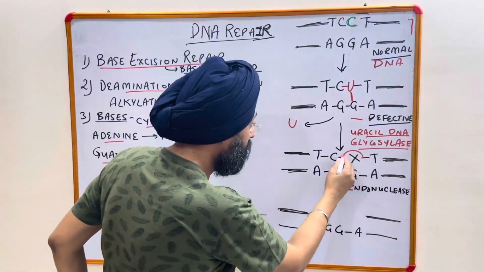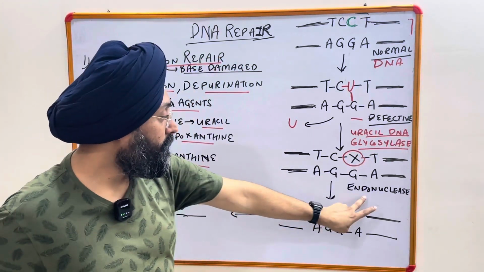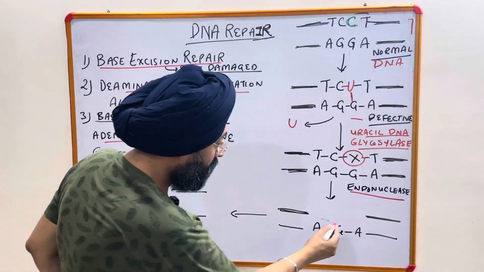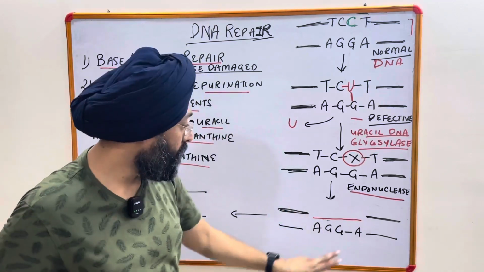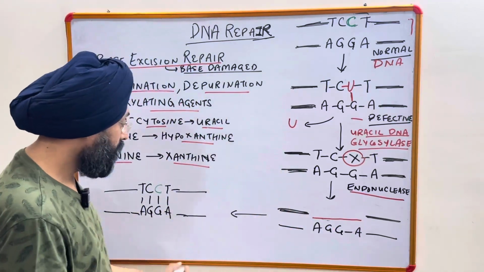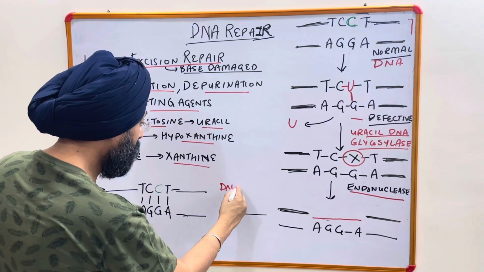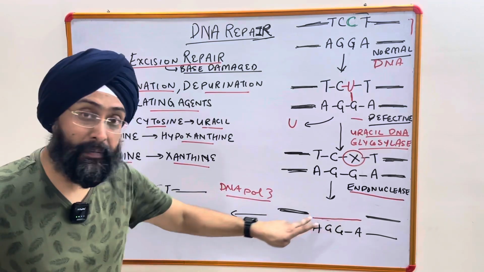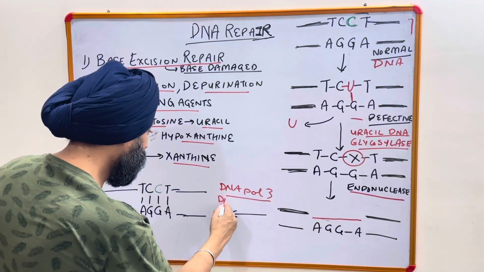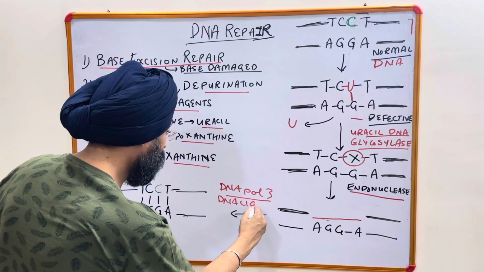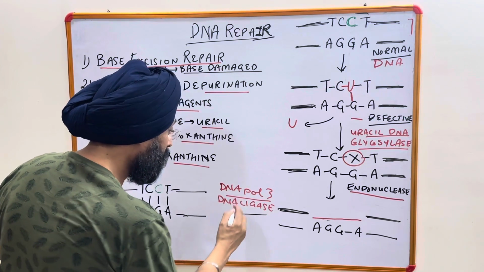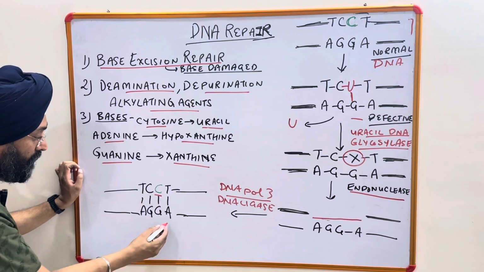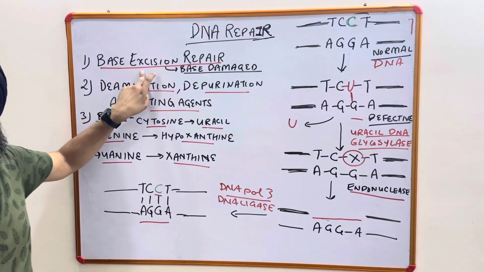So here it is changed, right? Then comes the role of endonuclease in the third step. The endonuclease will remove, and here a gap is created, the red one. Then in the next step, DNA polymerase 3 will synthesize this gap, and DNA ligase will further seal it to form the original, that is C with G, and that is our first repair, base excision repair, right?